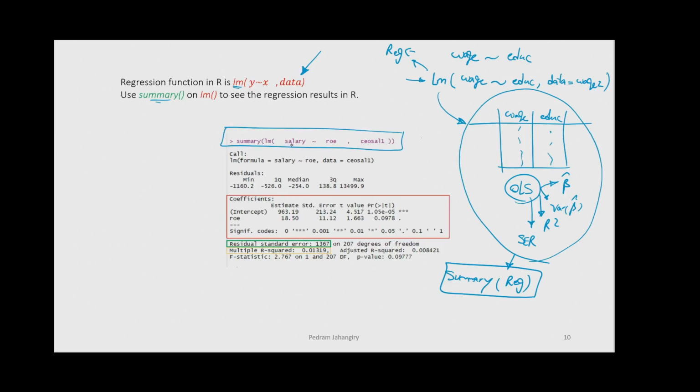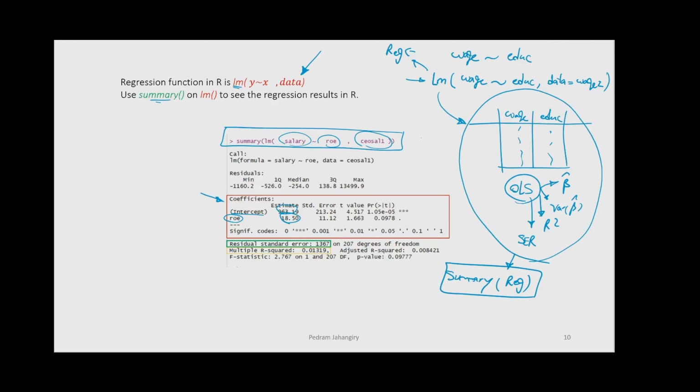So here's an example. Summary lm is regressing salary on ROE. And what is the data set? CEO salary 1. Look at the output. This is an important table, the red one. So we have the estimated numbers. This is the intercept, beta hat 0, and ROE, beta hat 1. So these are the numbers.